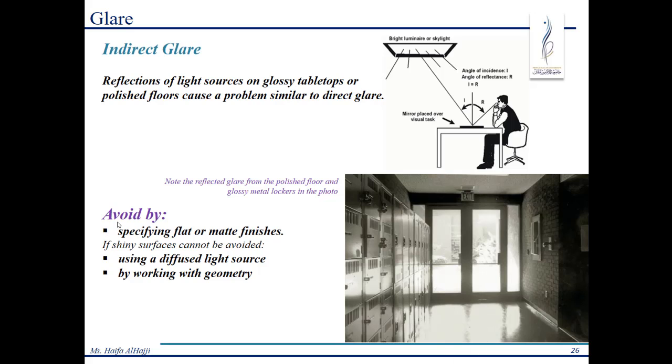So as I can see, I can avoid it by specifying flat or matte finishes, and by using a diffused light source. The light source itself should not be a very clear source of light; it has to be diffused. If it is diffused, when I see the light reflected, I'm not going to see it that bright on my reflective surface. And the third one, which we as designers should always use, is to avoid it by working with geometry: specifying the location of the luminaire, the visual task and the viewer correctly from the start.